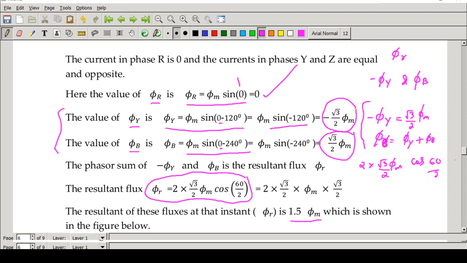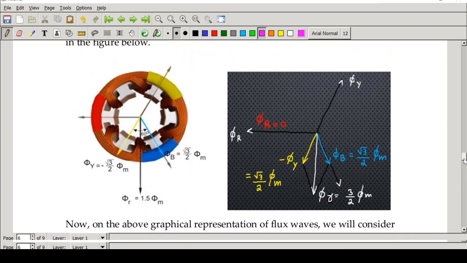See here. Initially we have assumed a reference direction for the fluxes, that is phi r is taken like this, and at 120 degrees I have taken phi y, that is the flux in the yellow phase, and from here again 120 I have taken the blue phase. So this is the actual direction. Now here, instead of phi y, because I got phi y as minus, I am taking minus phi y. So minus phi y will be in the opposite direction, and its magnitude is root 3 by 2 phi m. Now phi r is 0, you don't have to worry about that.